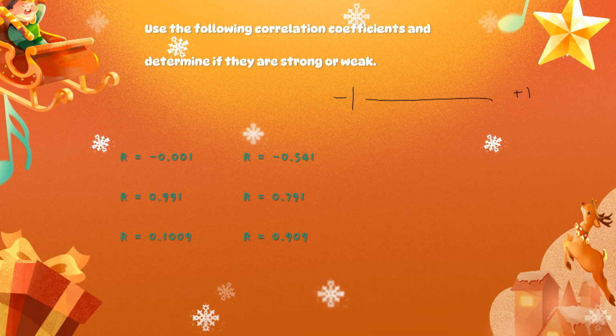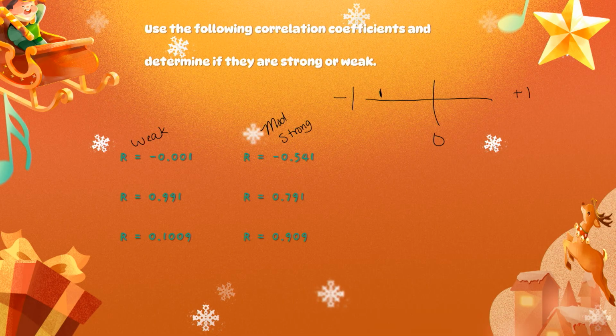All right, so our first one is R equals negative 0.001. Now that is almost to 0. So this is going to be extremely weak correlation. Our next one is negative, but that's okay. We have negative 0.541. So that's going to be about right here, where it's not super strong, it's not weak. So we're going to say that it would be a moderate strong.